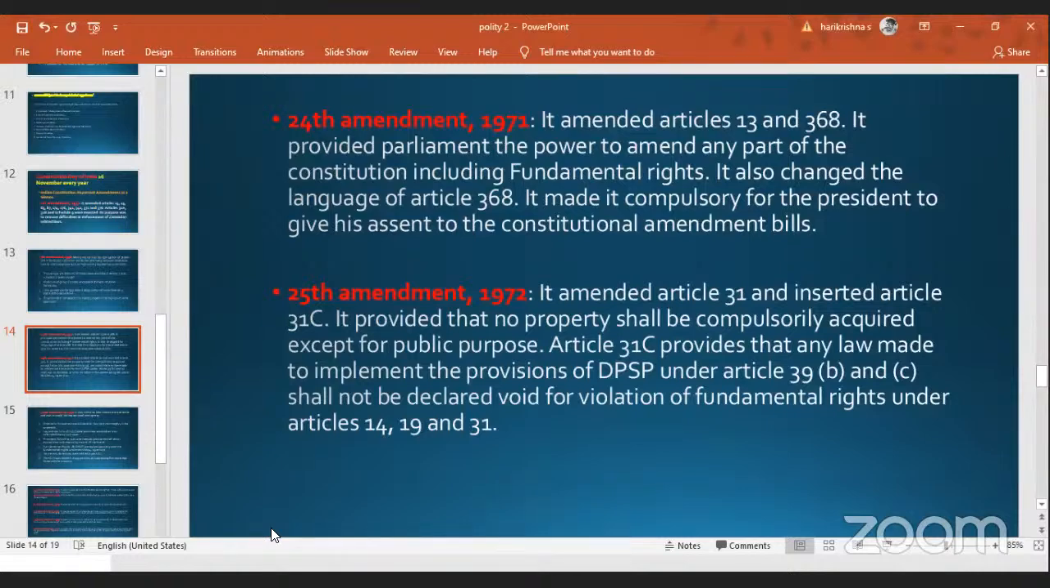So this is all to remember about the dates and the various amendments. If you forget all these details, just remember the amendments and the year.